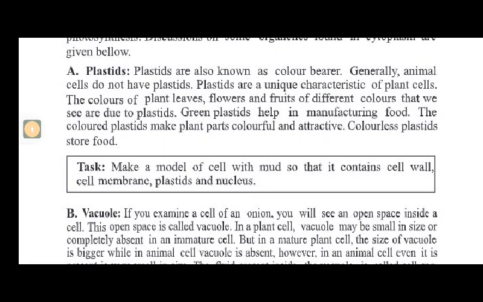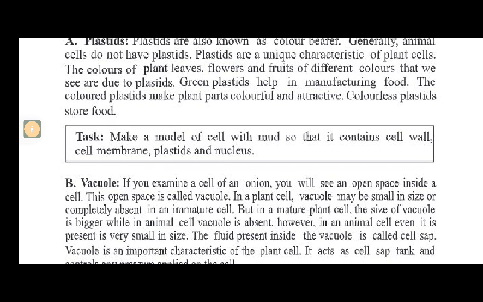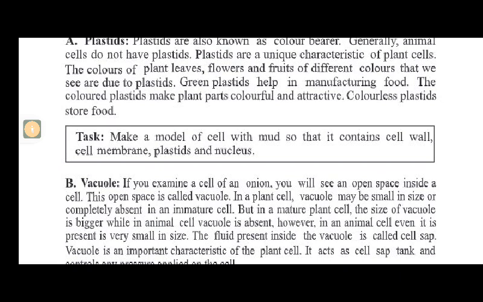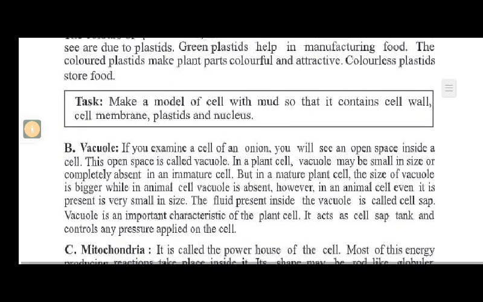Plastid. Plastids are known as color bearers. Generally, animal cells do not have plastids. Plastids are a unique characteristic of plant cells. The colors of plant leaves, flowers, and fruits of different colors that we see are due to plastids. Green plastids help in manufacturing food. The colored plastids make plant parts colorful and attractive. Colorless plastids store food.